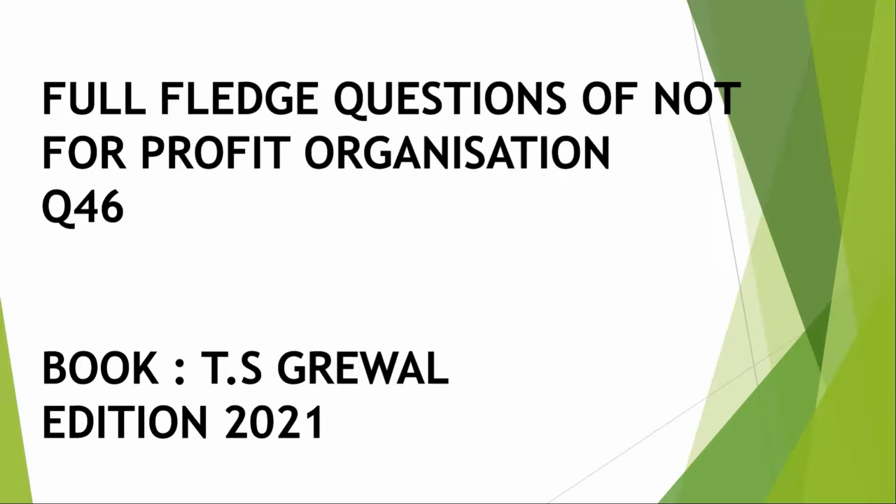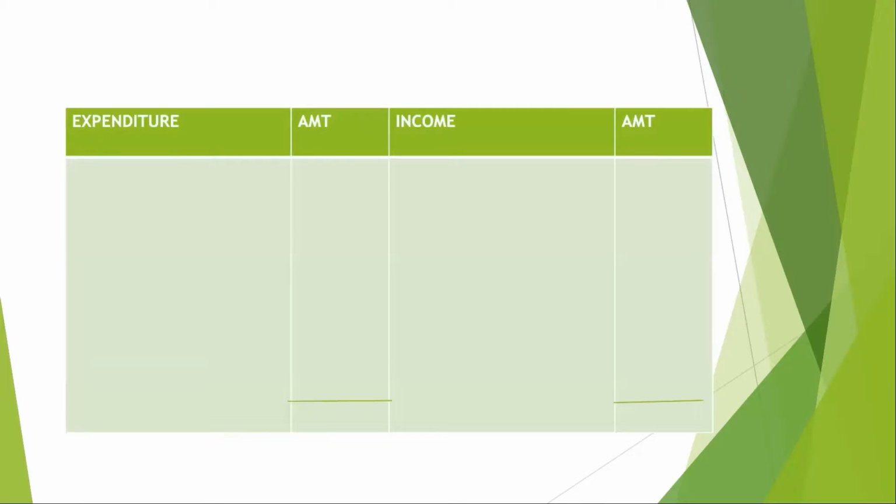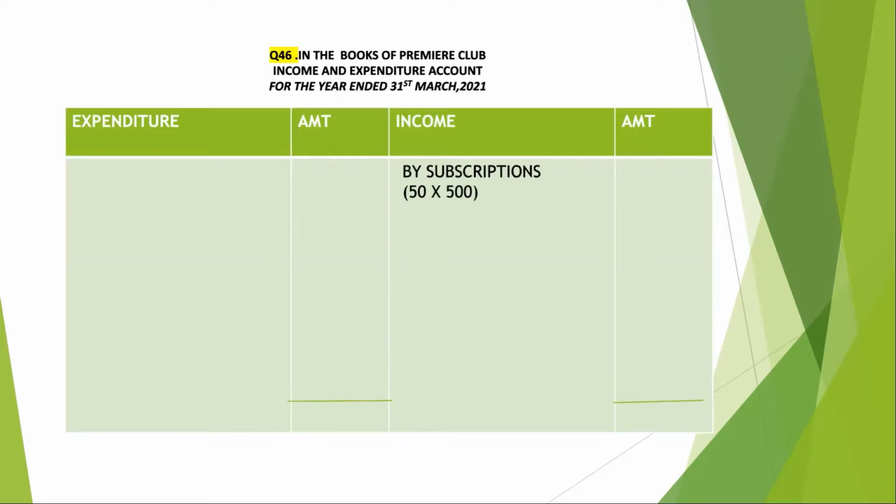Then we are given some additional information. While solving the question, we will first take the adjustments only, that is, the additional information. The first additional information is that the club has 50 members, each paying an annual subscription of rupees 500. So the amount of subscription that will be reflected on the credit side of income and expenditure account is 25,000. We follow the matching principle. Current year subscription needs to be credited in income and expenditure account. It will be calculated by multiplying number of members with amount of subscription.